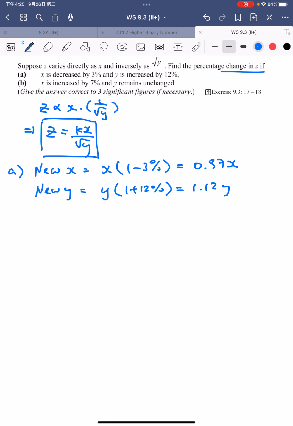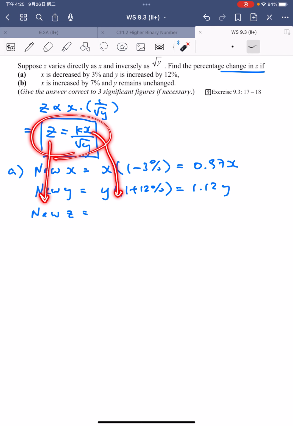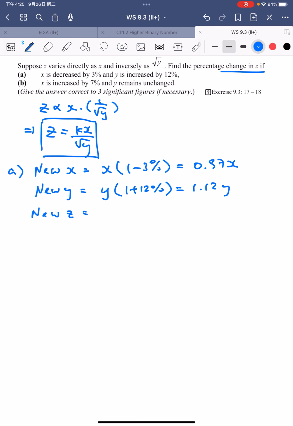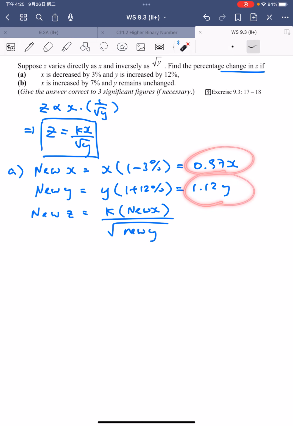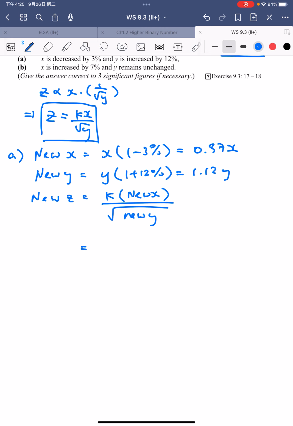Then we can calculate the value of the new z. The new z can be calculated by using this formula, but changing z to the new z, x to the new x, and y to the new y. Then we have k times the new x divided by the square root of the new y. Substituting the new x value and new y value, we get k times 0.97x, divided by the square root of 1.12y.